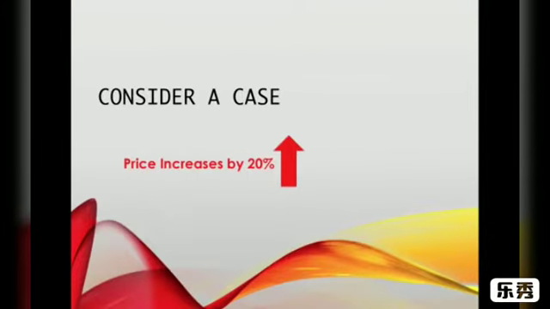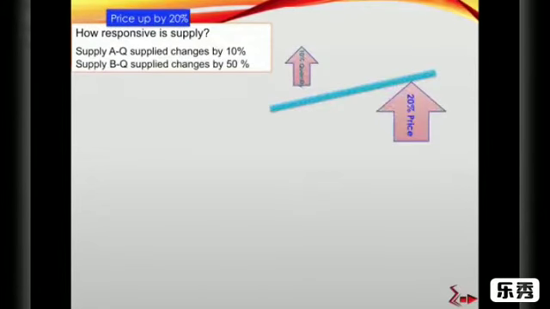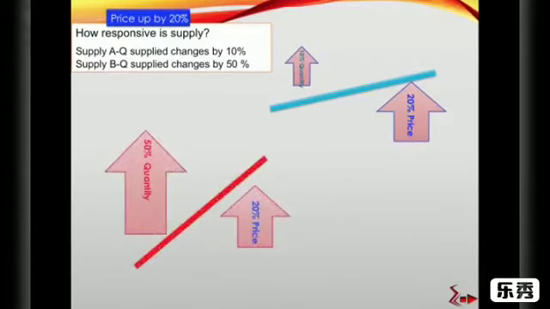Now, let's consider this case. Let's say the price increases by 20%, and we want to measure the responsiveness of the supply function. So let's say there are two cases. In case supply A, with the increase in price of 20%, the quantity supplied changes by 10%. In the second case, supply B, an increase in price of 20% increases the quantity supplied by 50%.